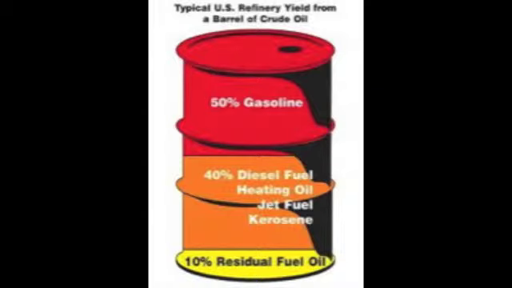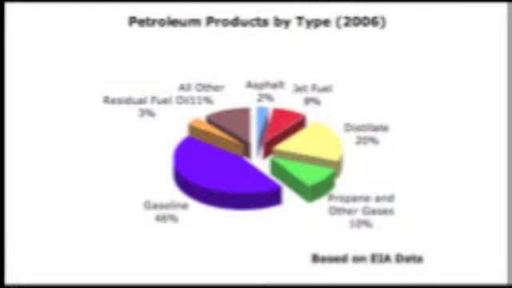Petroleum is refined into four main fractions or levels of fuel, which are diesel, kerosene, gasoline, and refinery gas. Most of the product that results from petroleum is gasoline.